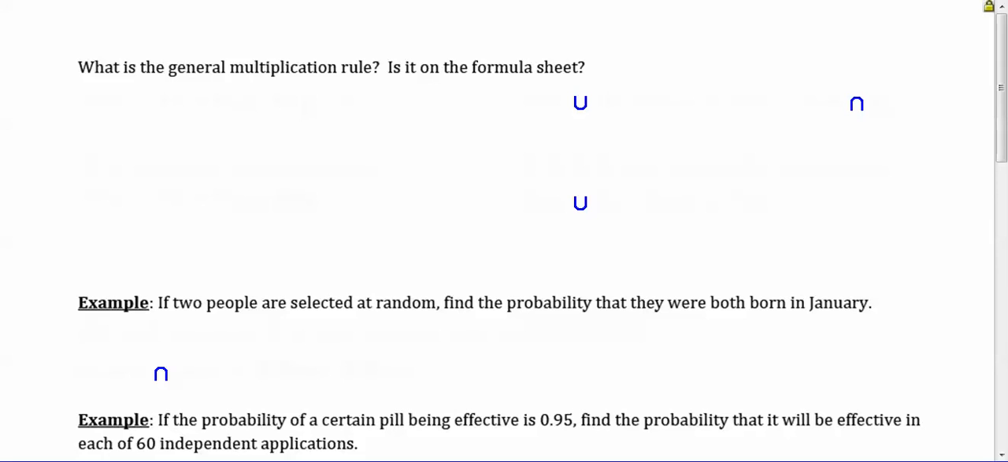Do your best to do your homework or practice problems with just the resources you will have on the actual test. So the general multiplication rule is just this.